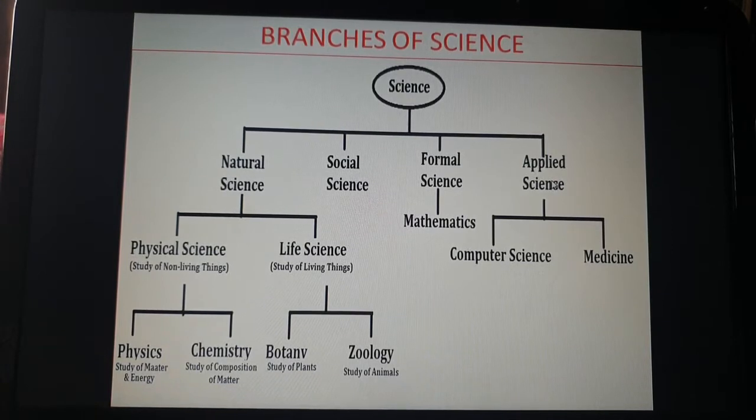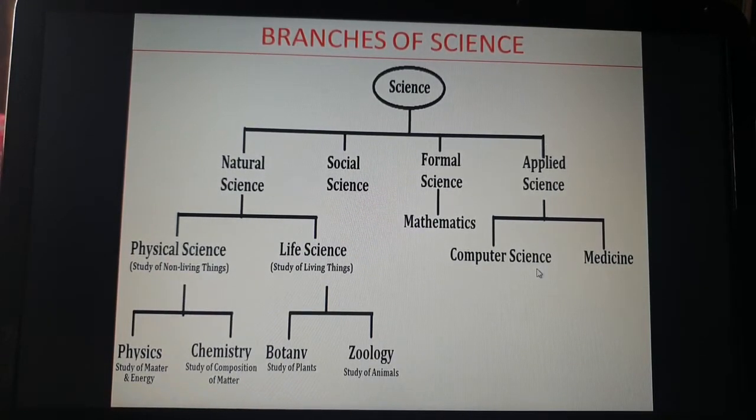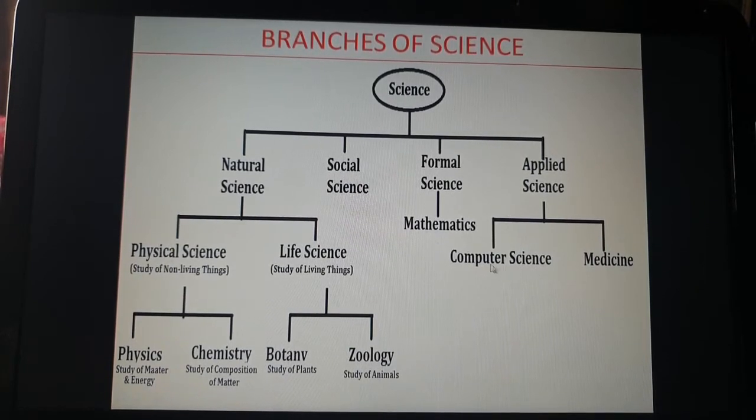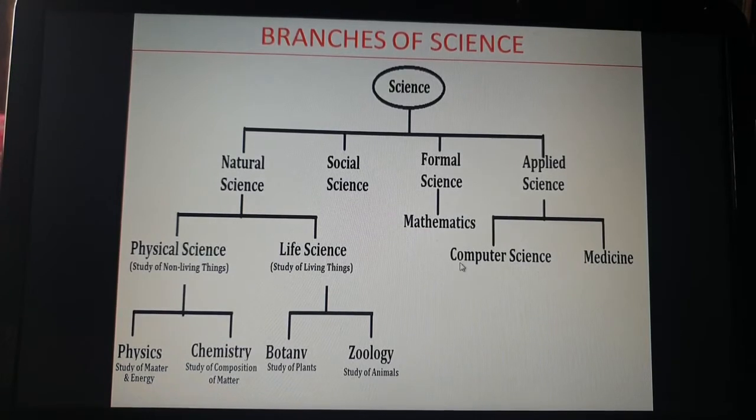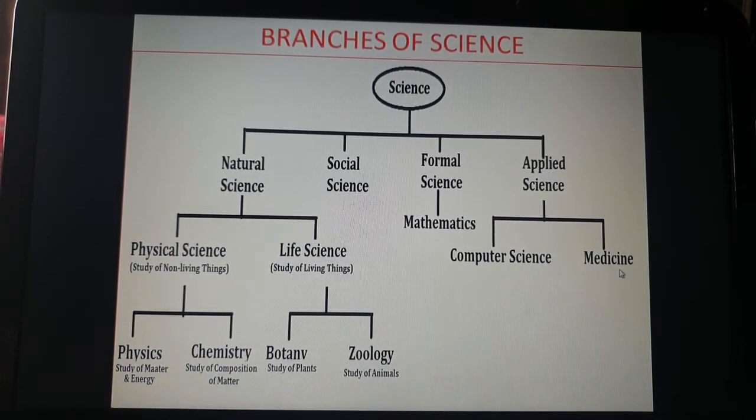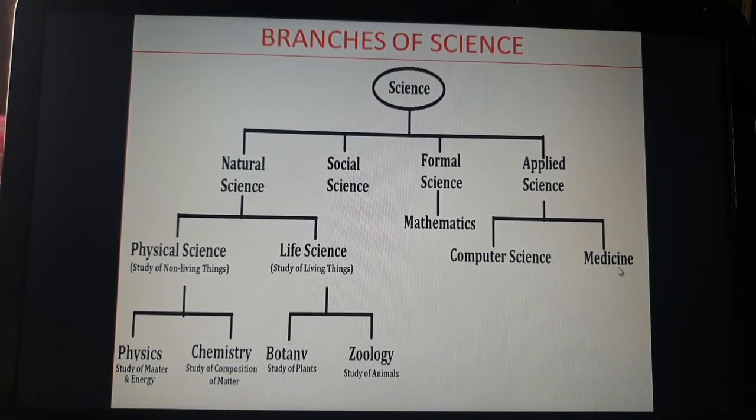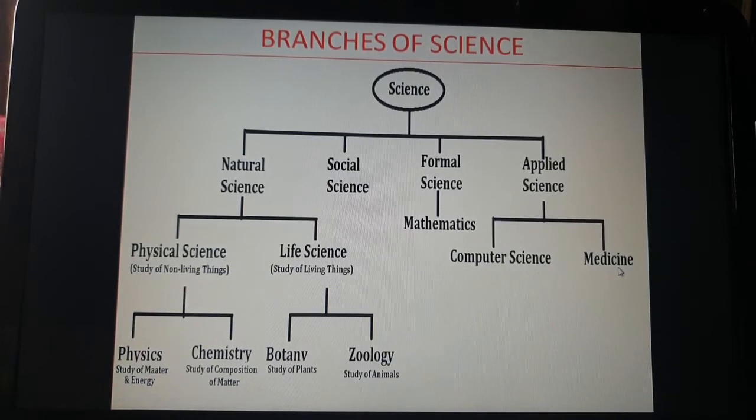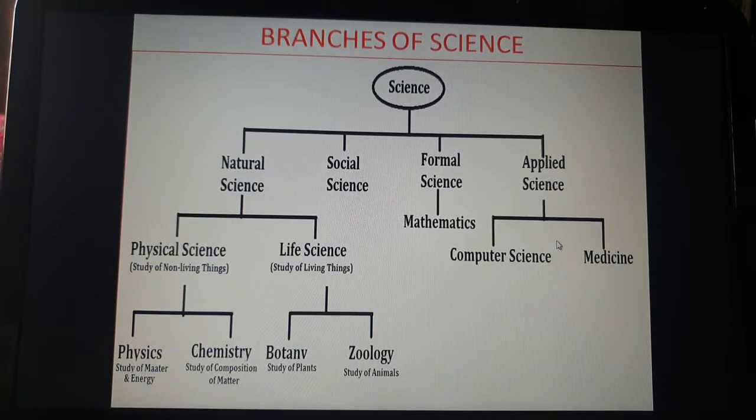Applied science is again further divided into computer science and medicine. So everybody is aware of the computer. Studying about the computer itself is called computer science, and even the computer is also a part of science. Next is studying about the medicine, that is, the doctors, the study about the medicine which is available in the medicine shops. So all these things come under applied science.